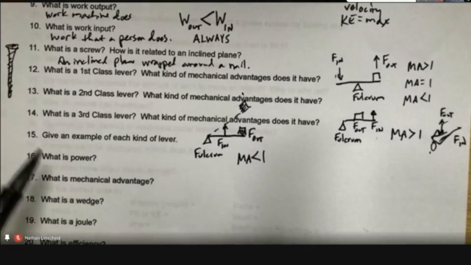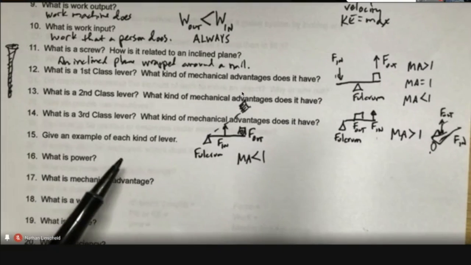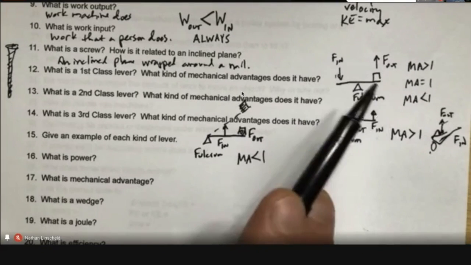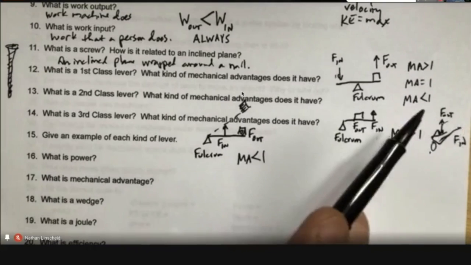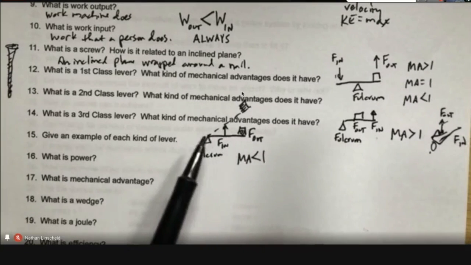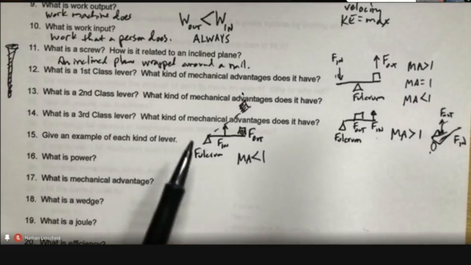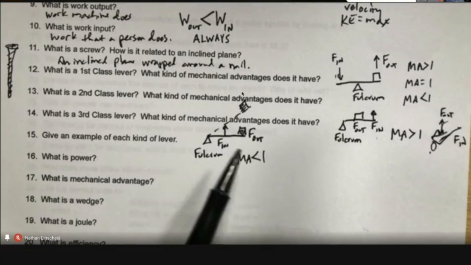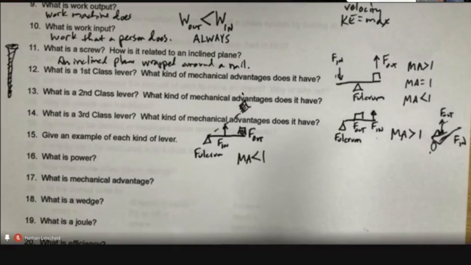So 15, give an example of each kind of lever. First class lever right here, this would be like a teeter-totter. Hopefully you can see that. I already gave you an example for a second class lever. That would be a wheelbarrow. And this would be like the muscles in your body, or say a fishing rod as a third class lever.